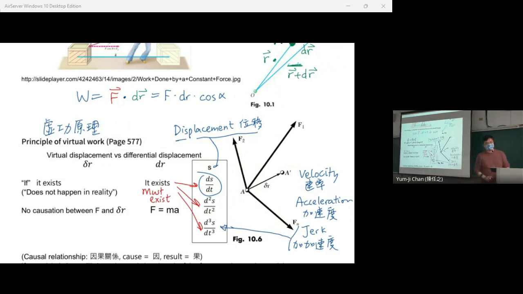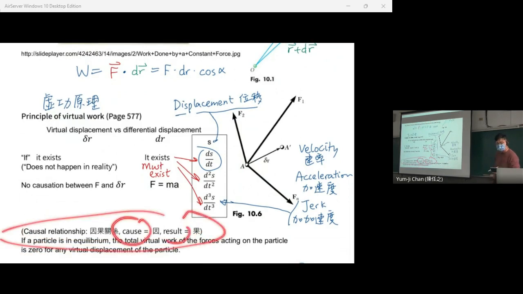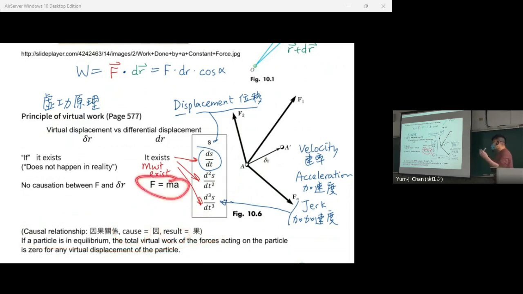Also, the second thing, you have learned this at high school, right? You have learned this in high school, F equals ma. If we say there is a causal relationship, that there is a cause and there is a result in F equals ma, which is cause and which is result? Usually because we have a force, we have acceleration, right?